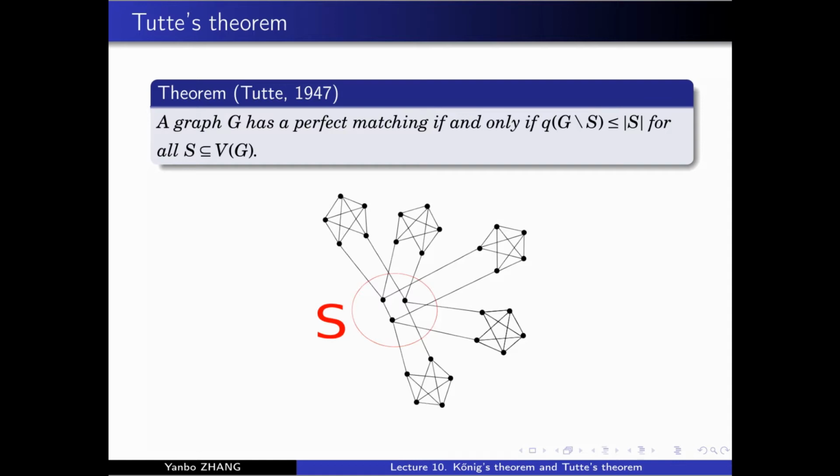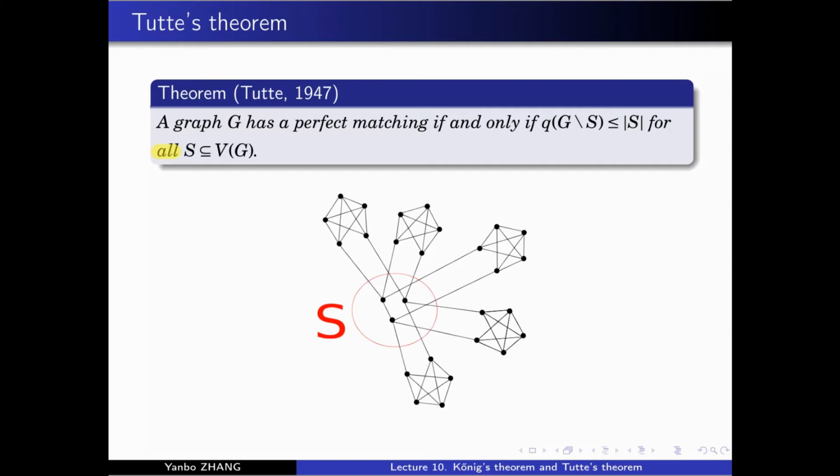Here is Tutte's theorem. A graph G has a perfect matching if and only if q(G minus S) is less than or equal to the size of S for all the subsets S of V(G).